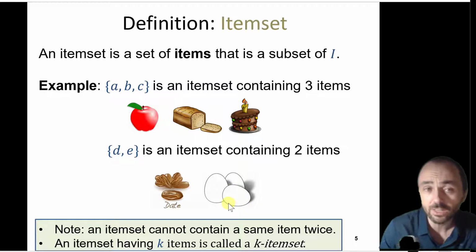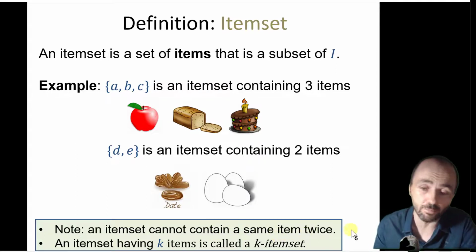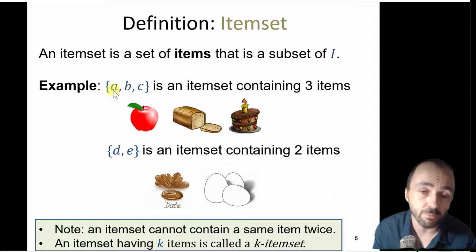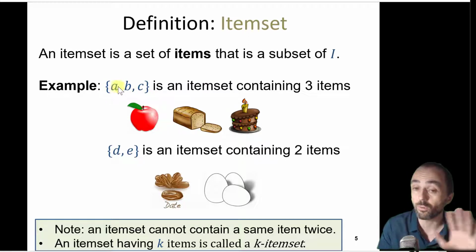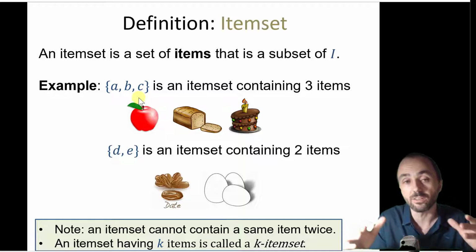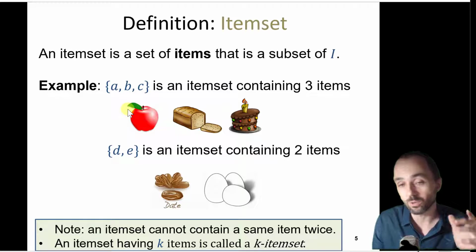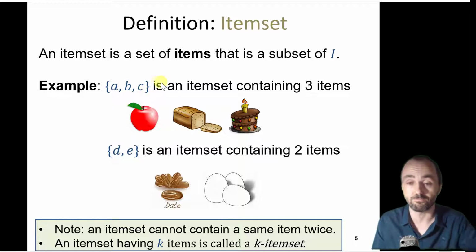Something I should say is that an itemset cannot contain the same item twice. For example, you cannot have an itemset like A, A, B, C. It is forbidden to have the same item, like A two times, inside an itemset. An itemset is a set, so each element cannot appear more than once.